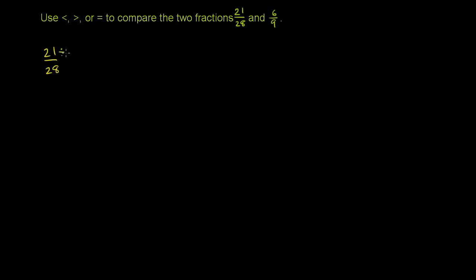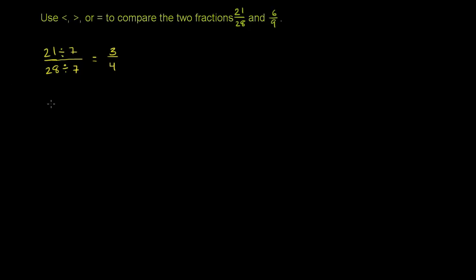So we could divide 21 by 7, and we can divide the denominator by 7. We're doing the same thing to the numerator and the denominator, so we're not going to change the value of the fraction. So 21 divided by 7 is 3, and 28 divided by 7 is 4. So 21/28 is the exact same fraction as 3/4. 3/4 is a simplified version of it.